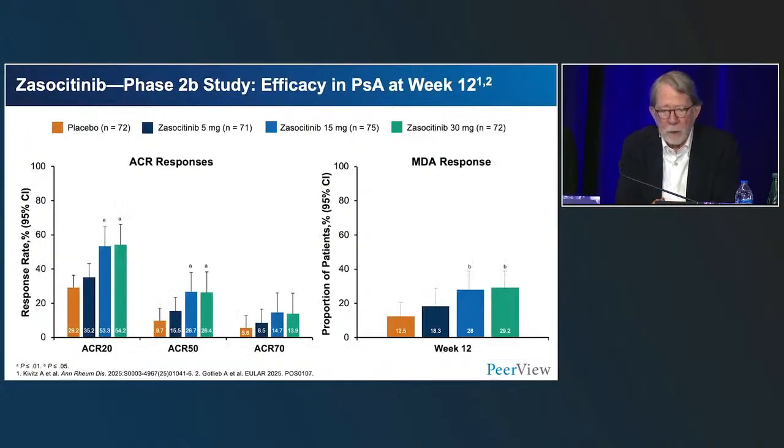Here are the ACR responses, ACR 20, 50, and 70. And as you can see in the 2 higher doses, 15 milligrams and 30 milligrams once daily, there was really no difference in these particular responses. And on the right, we're seeing minimal disease activity, which was seen similarly in the 15 and 30 milligrams in about 29% of patients.